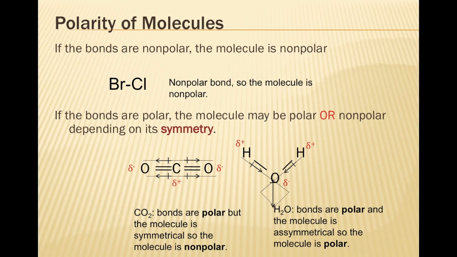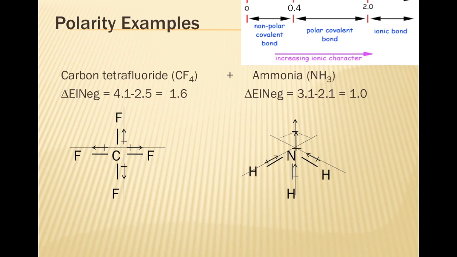Water, on the other hand, is a bent molecule, so that the negative charge on the oxygen and the positive charges on the hydrogen stick out. So this is a polar molecule. So it depends whether or not the molecule is symmetrical if it has polar bonds. So let's look at some more examples of molecules and determining whether they're polar molecules.